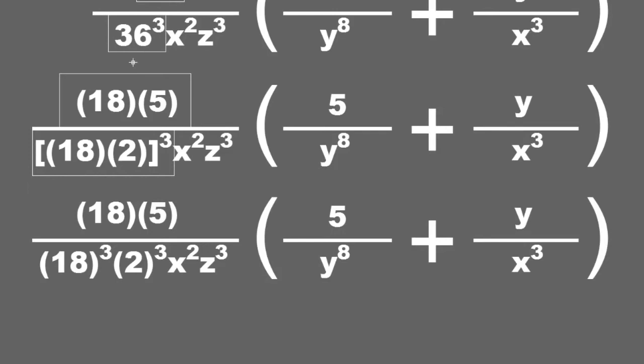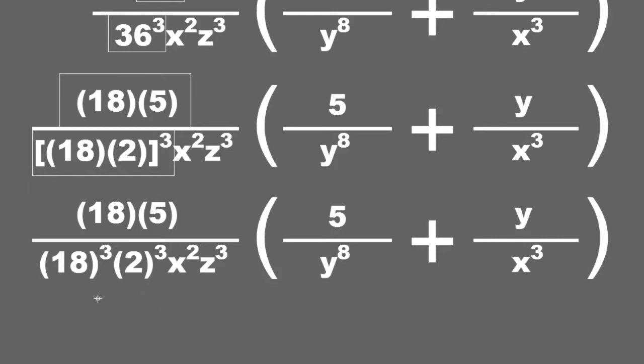36 cubed equals 18 times 2, all of that in parentheses, cubed. So I can apply the cube to each one of the numbers that are being multiplied. 36 cubed equals 18 cubed times 2 cubed. If you're having a little bit of doubt with that, check it in the calculator or do it by hand. 36 cubed equals 18 cubed times 2 cubed.